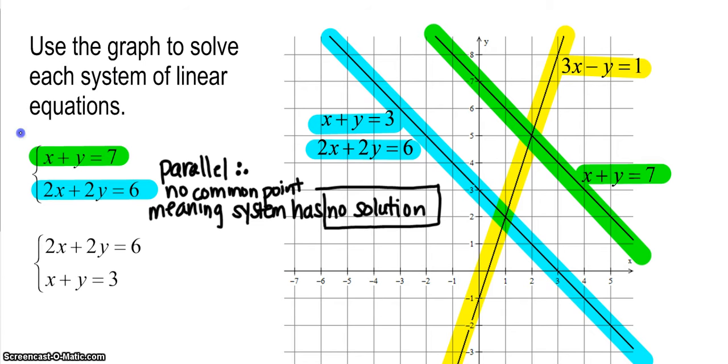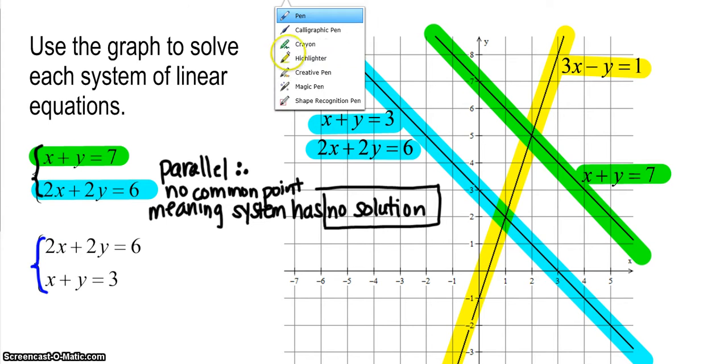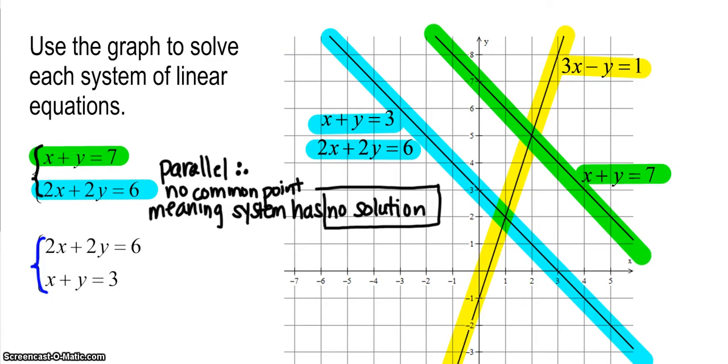Now the next system, I'm going to do this one in blue. The next system wants us to compare 2x plus 2y equals 6 and x plus y equals 3. 2x plus 2y equals 6 compared with x plus y equals 3. That is the same exact line.